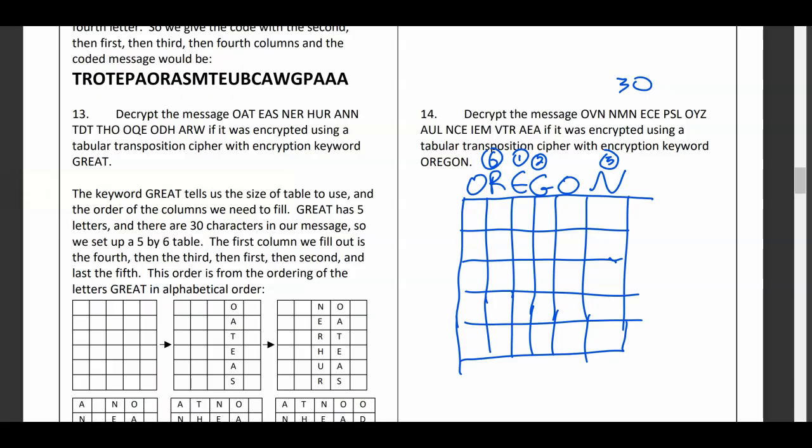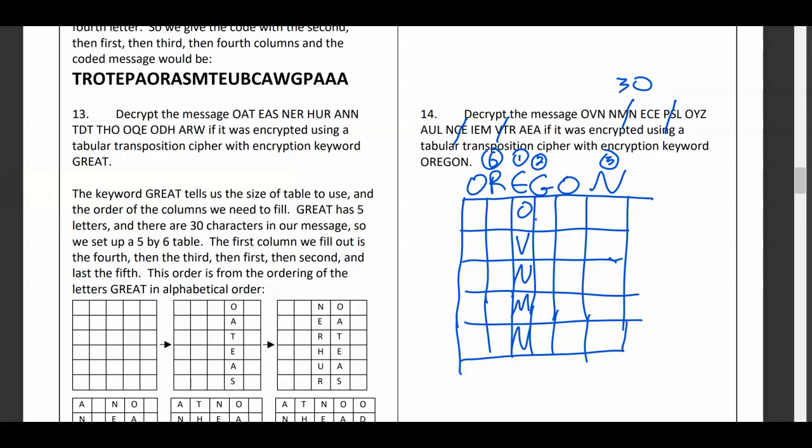All right. So let's fill out this one. O, V, N, M, N. 1, 2, 3, 4, 5. Just to, because I'm going to have to put them in different orders.